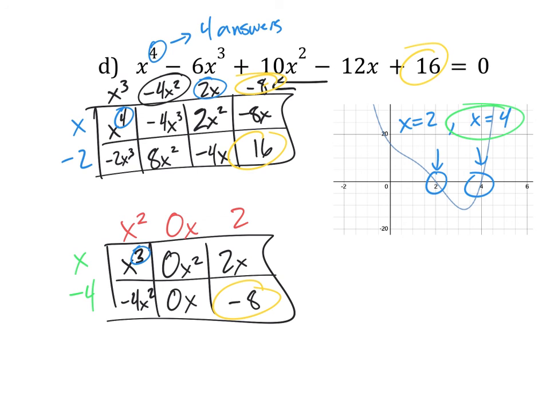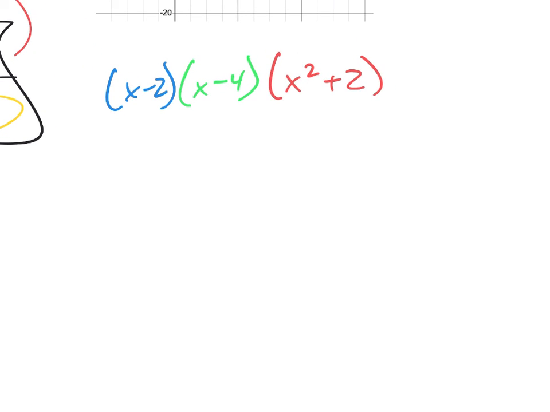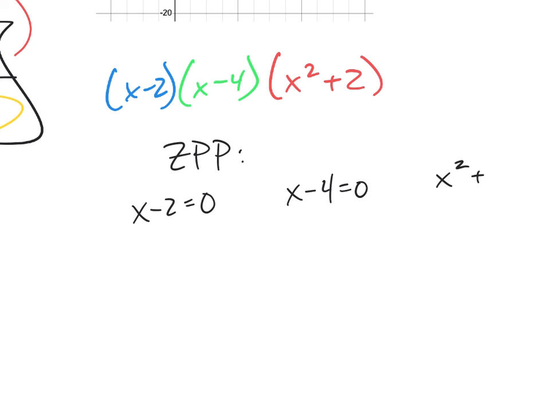So let's rewrite our polynomial as a product. Let's take this x minus 2, let's take my x minus 4, and then let's take our x squared plus 2. I don't need that 0x because it's not adding anything. It's a 0, so it doesn't change the value, so you don't need it anymore. So then we need to apply the zero product property. And we will get x minus 2 equals 0, x minus 4 equals 0, and then x squared plus 2 equals 0.